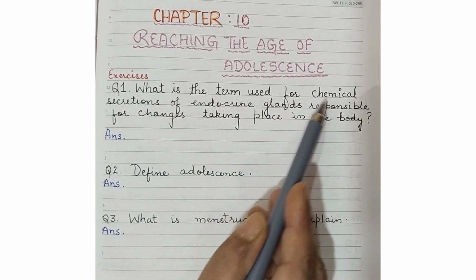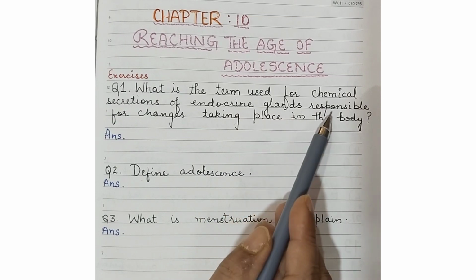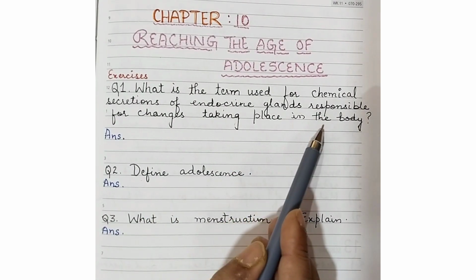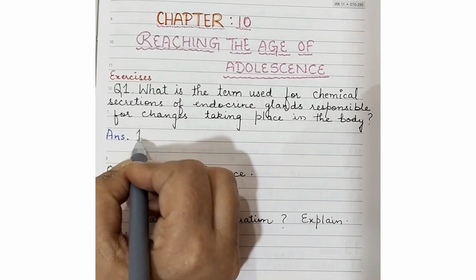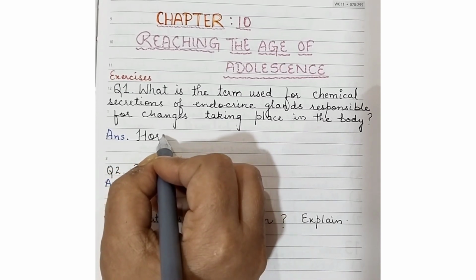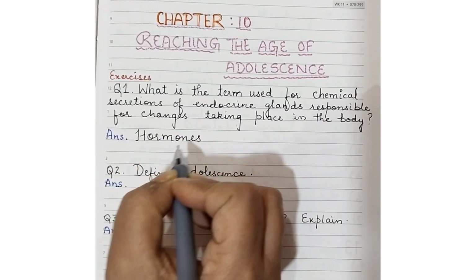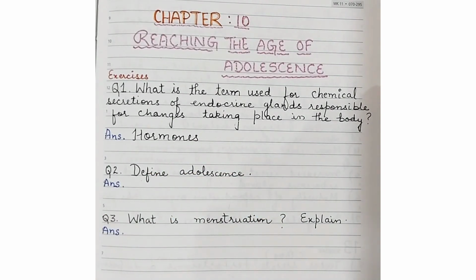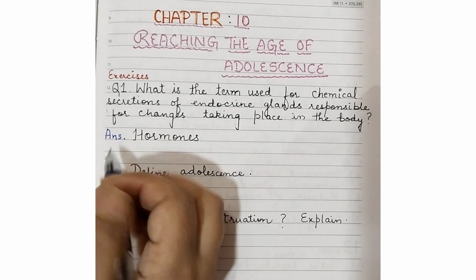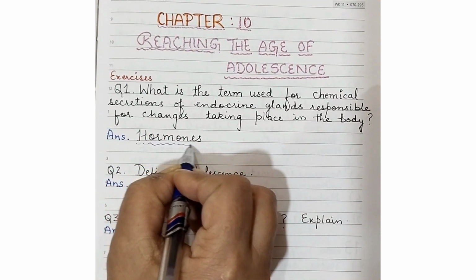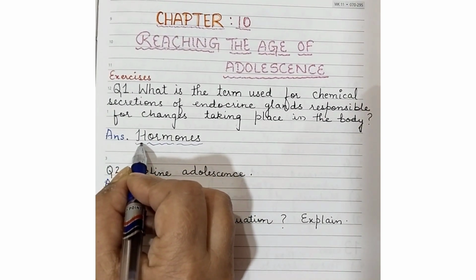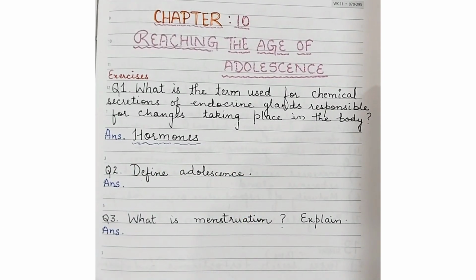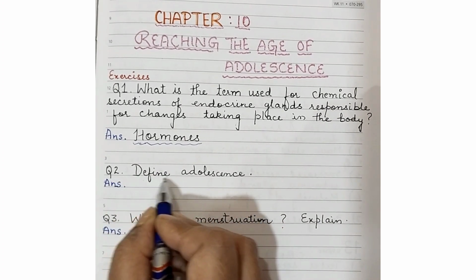What is the term used for chemical secretions of endocrine glands responsible for changes taking place in the body? Now, here we have to answer this question. As you know very well, the term used for chemical secretions of endocrine glands is known as hormones. Hormones are those chemicals which are responsible for changes taking place in the body, all the changes you observe in adolescence.